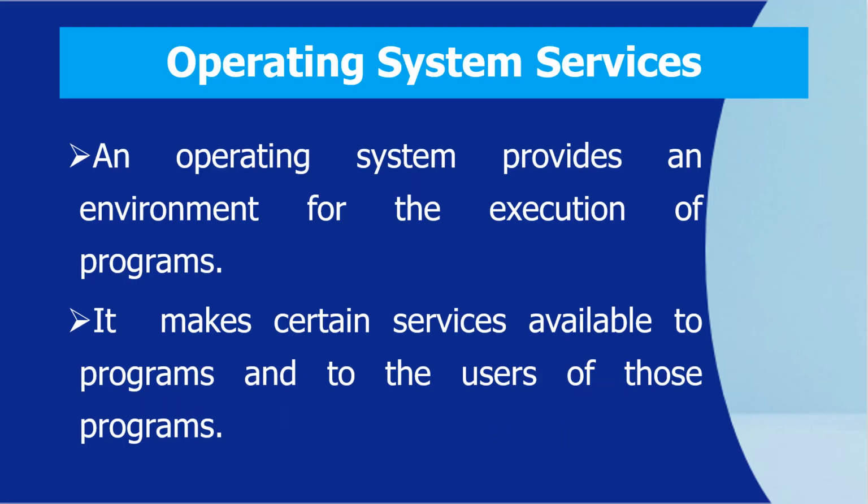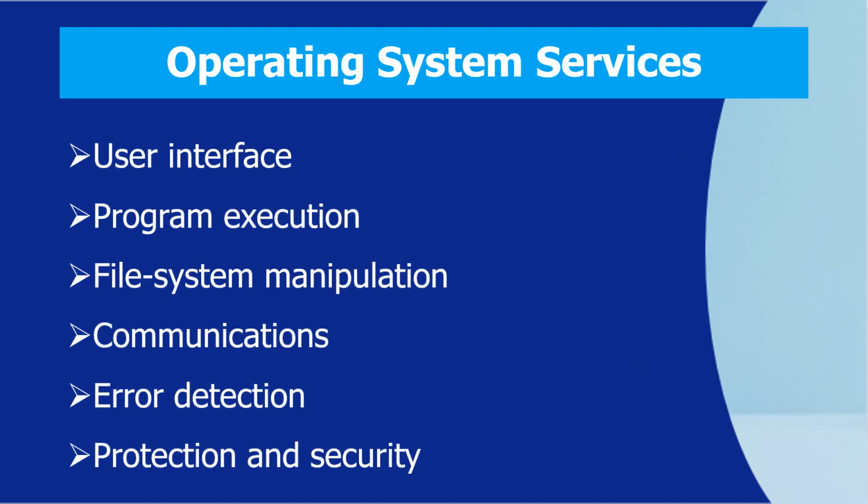Operating System Services. An operating system provides services to the environment for the execution of programs. It executes certain services available to programs and to the users of those programs. Let us see a few operating system services: user interface, program execution, file system manipulation, communications, error detection, protection and security.